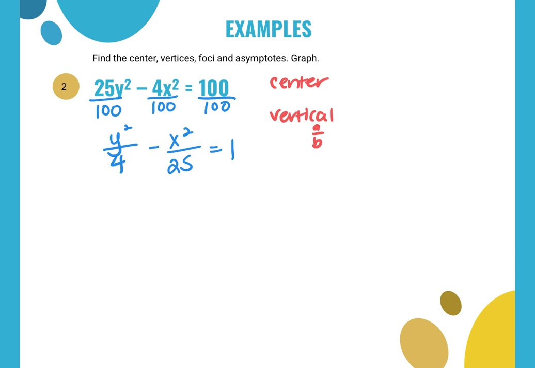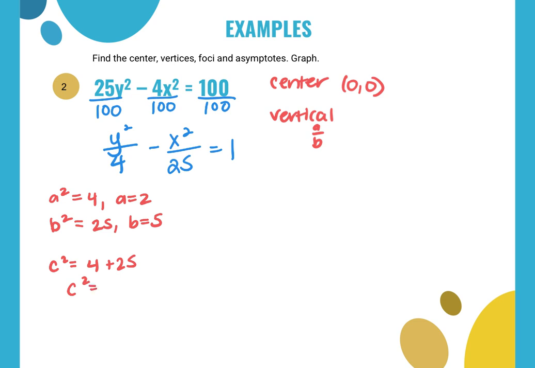My center's where? 0, 0. My a squared is always first. What's first? 4, which makes a 2. My b squared is 25, which makes b 5. And c squared would equal a squared plus b squared, which is 29, so c is the square root of 29. Now that doesn't simplify, but I'm going to approximate when I graph it. It's in between 25 and 36, so we could make it like a 5.5. It's probably a little bit closer to 5, but it doesn't matter. It's not that specific.